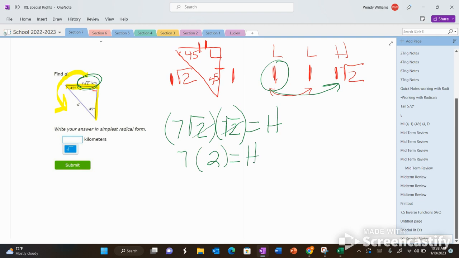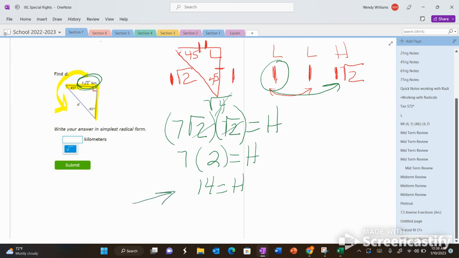Or square root of 2 times the square root of 2 is square root of 4. The square root of 4 is 2. 2 times 7 is 14. If you start to see the relationships, you can use equations.